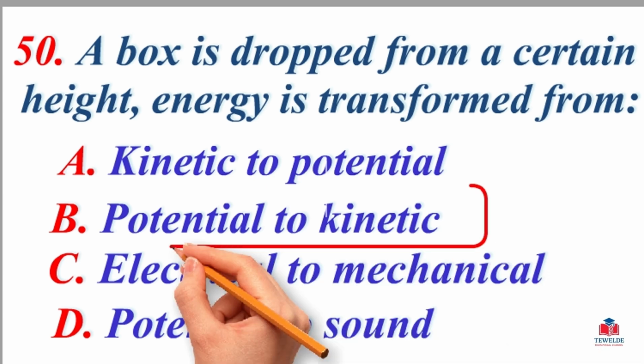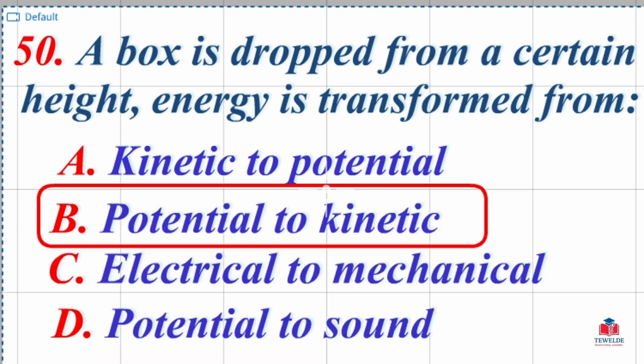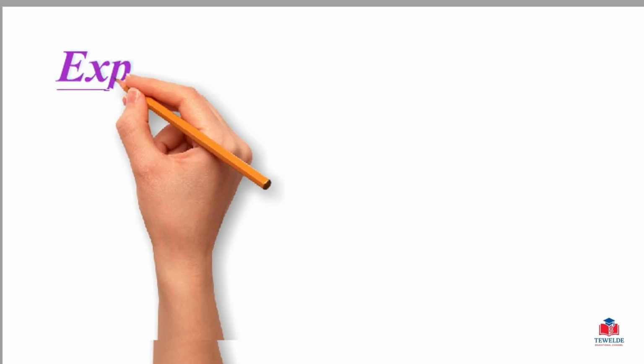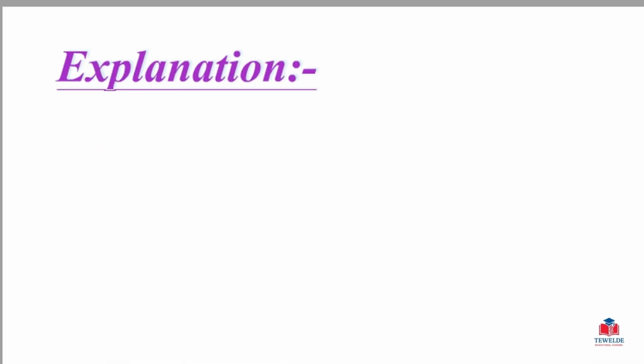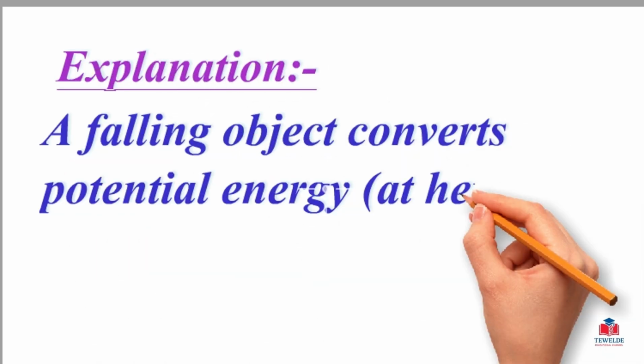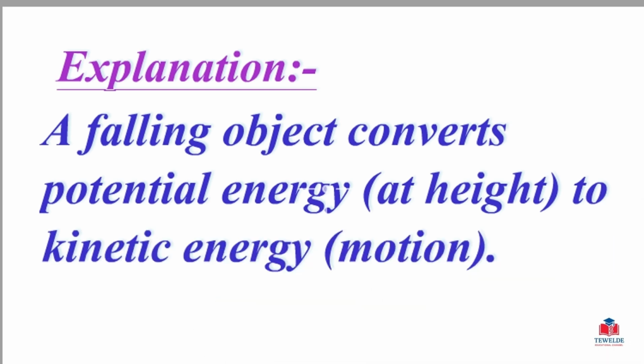The correct answer is B. Potential to kinetic. Explanation. A falling object converts potential energy at height to kinetic energy, motion.